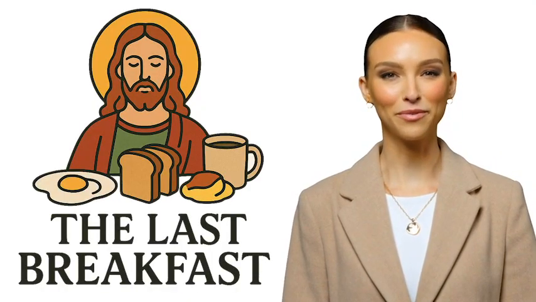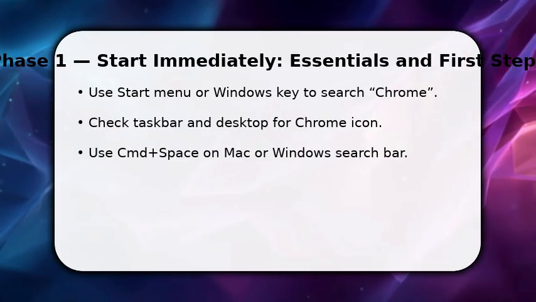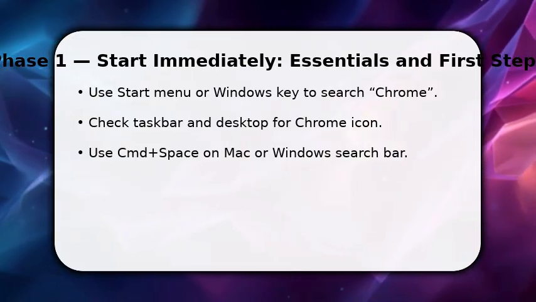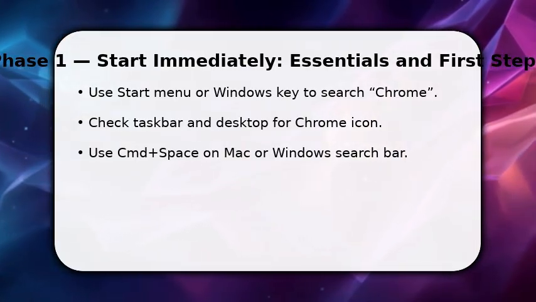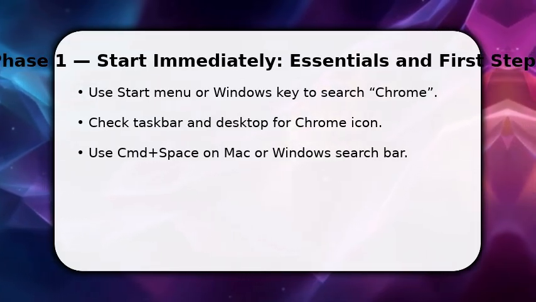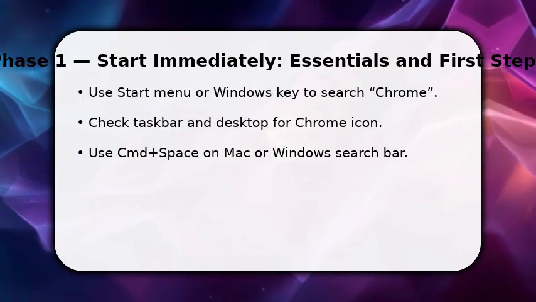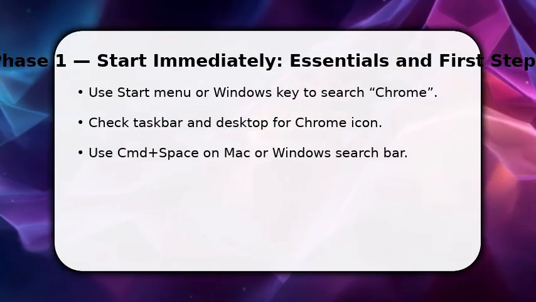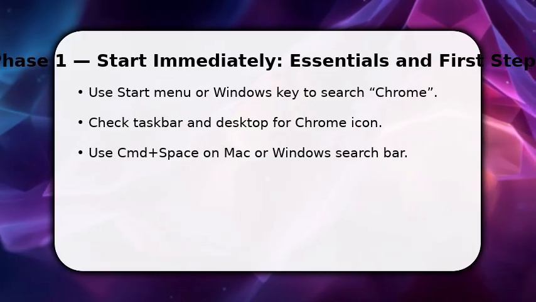Please enjoy the video. You start by confirming Chrome is installed. This saves time. Open the Start menu or press the Windows key and type Chrome because search scans installed apps immediately. On a Mac, press CMD plus space and type Chrome into Spotlight. This finds the app name and path.